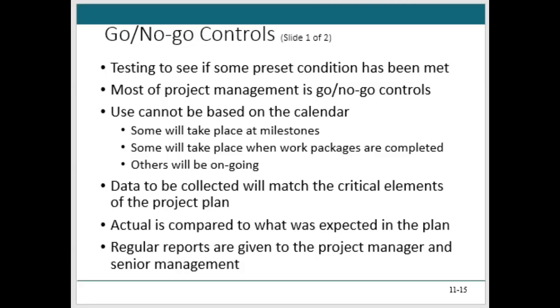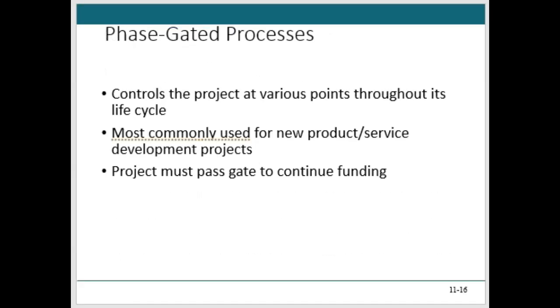Think like them, right? So in these go, no-go controls, this is one form, and it's very popular, and it's frankly this phase-gated process. It goes by various other names: stage gates, toll gates, quality gates, kill points, etc. But it's a phase-gated process. And you'll do this at various points throughout the project life cycle. I frankly do it at the end of each project phase.